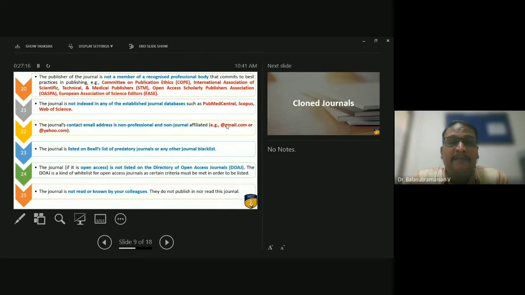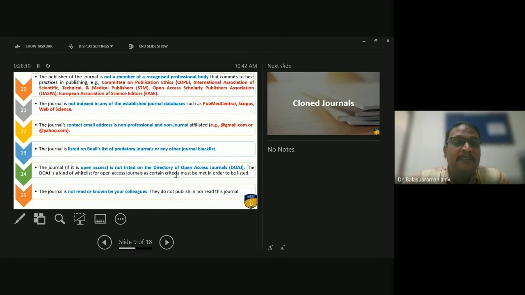Then, I told you, the mail comes from Gmail or Yahoo. They will request the submission of articles, of your manuscript. Then if you see the Beall's list of predatory journals or a blocklist of journals, and go to that website, you can understand that it is a predatory journal or a blocklisted journal. Another one is the list of open access journals. Some journals come under the Directory of Open Access Journals, the DOAJ list, and they clearly mention that they are DOAJ journals, but they are not in the database, right?